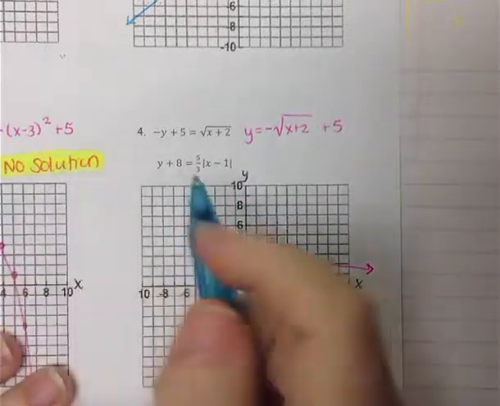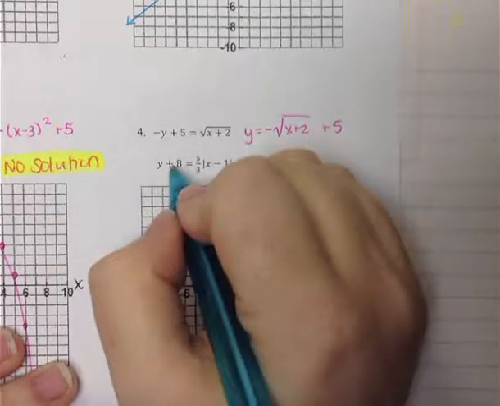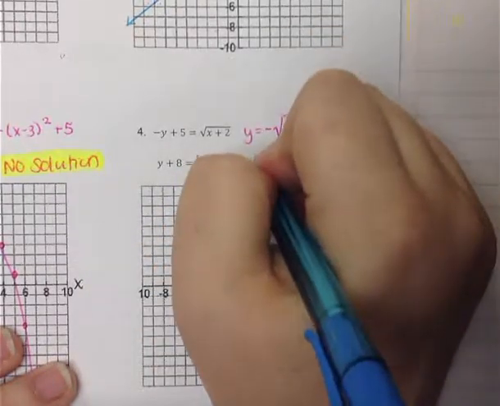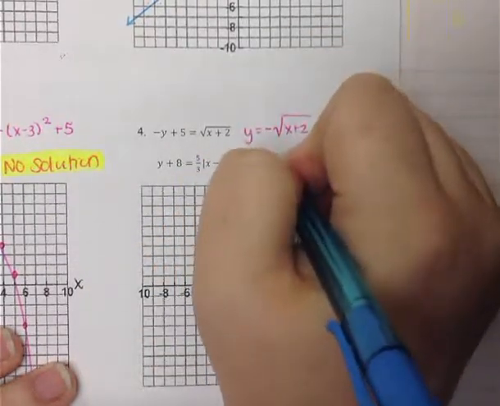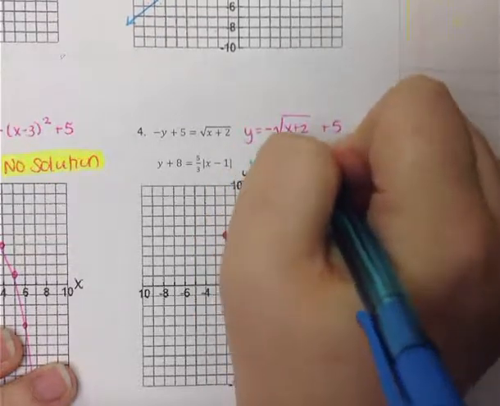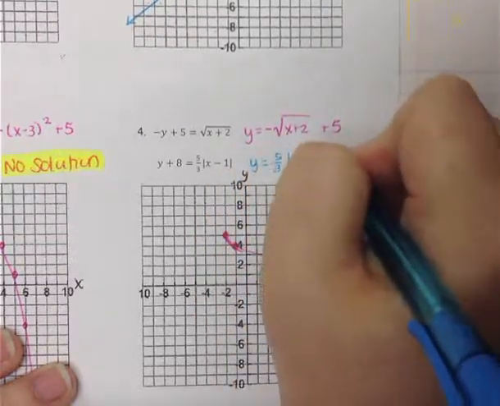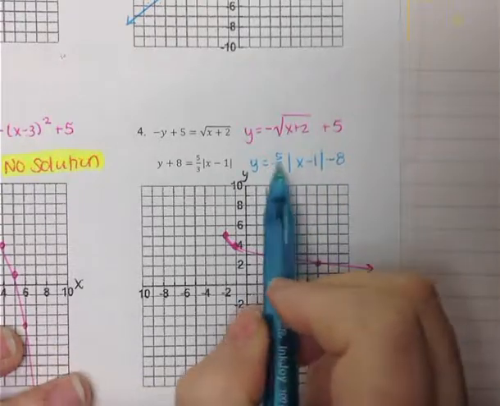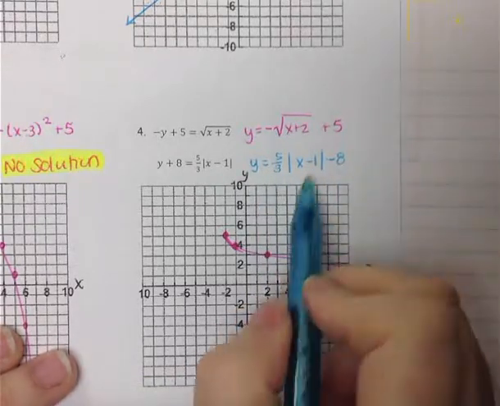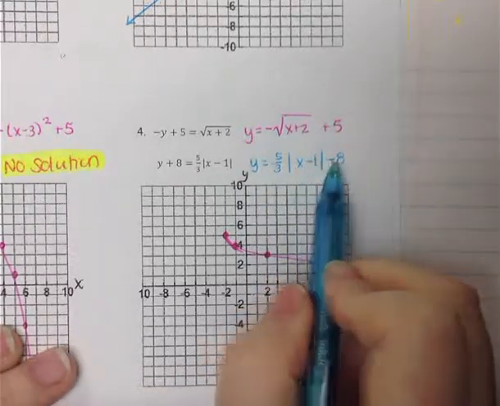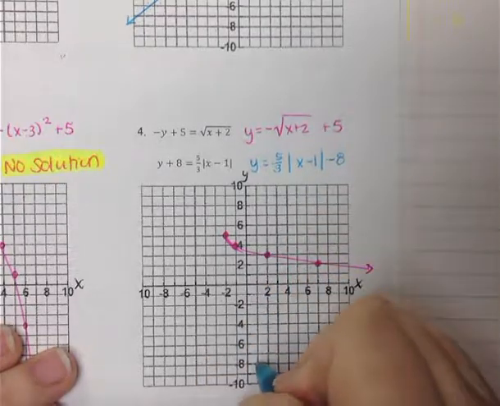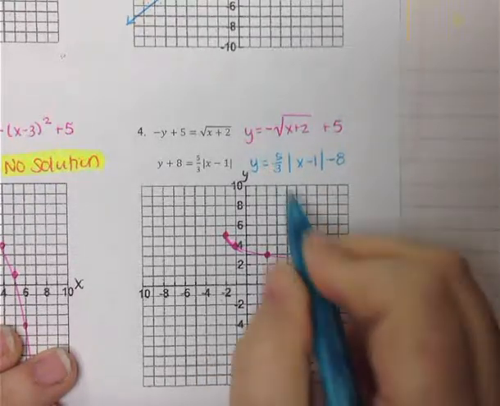The blue, we have to put this in the correct format. Got to subtract the 8. So that's the only thing we have to do. So it will be y equals 5 over 3 absolute value of x minus 1, absolute value, minus 8. This is absolute value, so you need to know your slope and then your vertex. Our vertex is 1, negative 8.